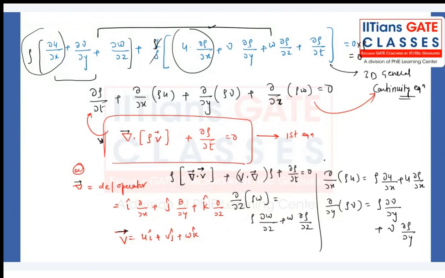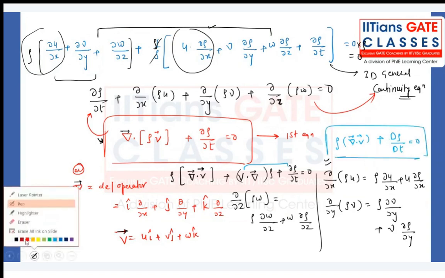So this is also something like this. Now we can write, yes, very good. How can we write these two terms together? The total material derivative of rho: rho del dot v plus d rho by dt, that is equal to 0.